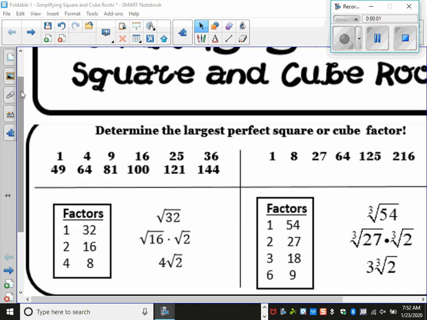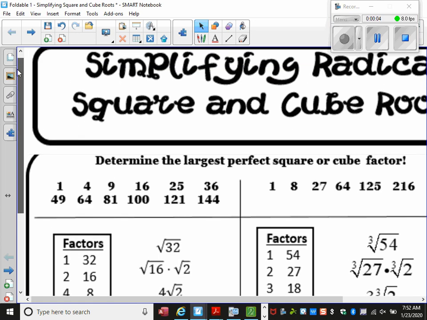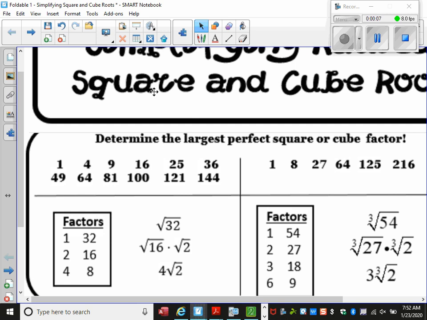We're going to be talking about how to simplify radicals, and you will have cube root radicals and square root radicals. When we talked about radicals earlier in the year, we talked about how radicals have a number that's called your index, and the number inside is called the radicand. So I'm just going to have you place that somewhere on your foldable. You can find a blank space. It's not a whole lot to write.